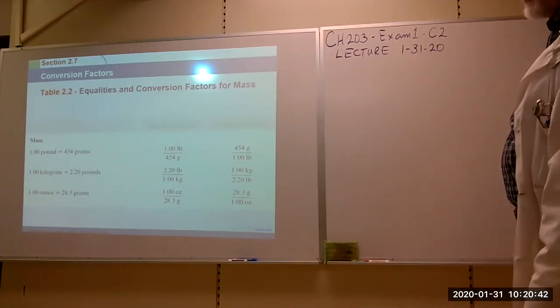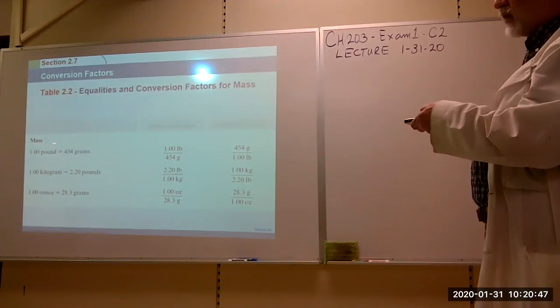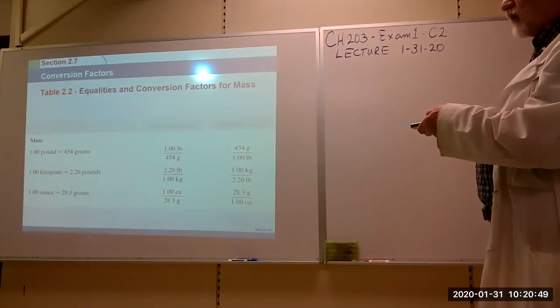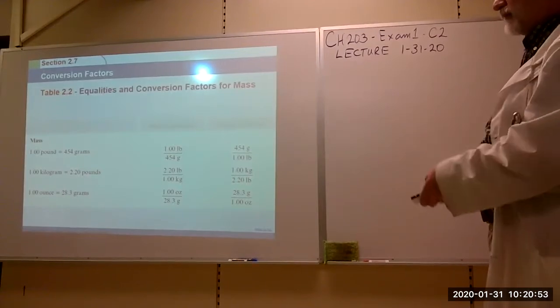There's various other conversion factors based on equivalence. 1 pound is 454 grams. We saw that earlier. 1 kilogram equals 2.2 pounds. 1 ounce equals 28.3 grams.